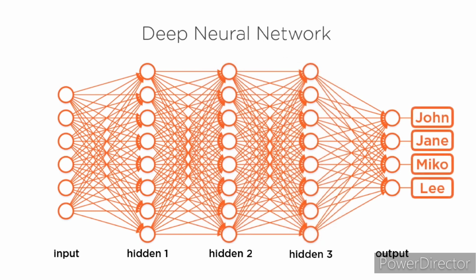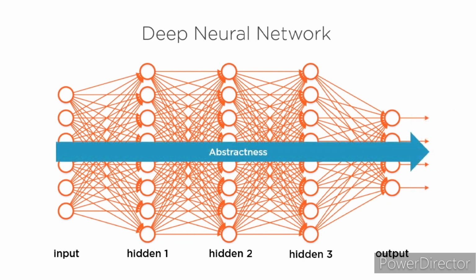The output layer would detect the most abstract representation of a person, in this case, the name of the person being recognized. Each layer learns to extract more complex features from the preceding layer. As a result, the data becomes more abstract with each additional layer in the network.